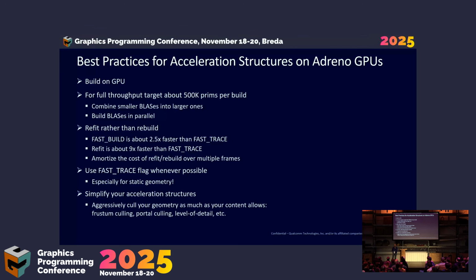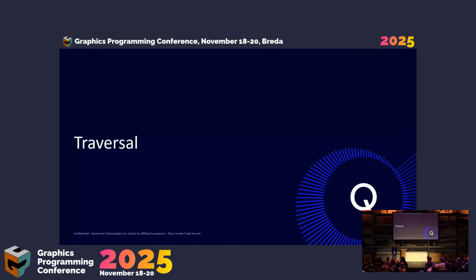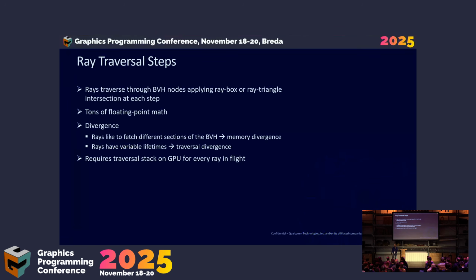On the traversal side, so this is now going to the back end, what are the traversal steps? Now we have this tree that we have to intersect our rays against. If you think about a bunch of rays going through a wide tree, at each step we have to do either ray box or ray triangle intersection. That's a lot of floating point math, and floating point math is okay, I guess. The worst part here is that there's a lot of divergence.